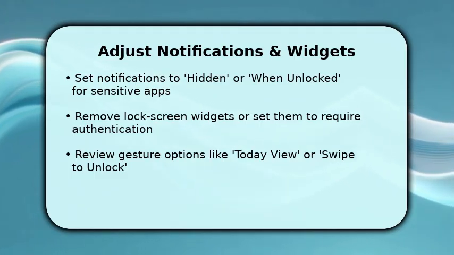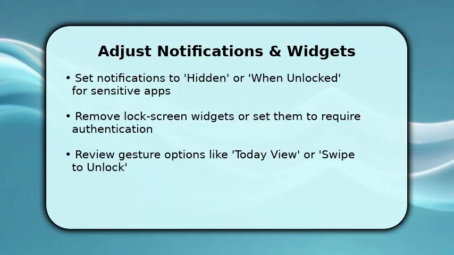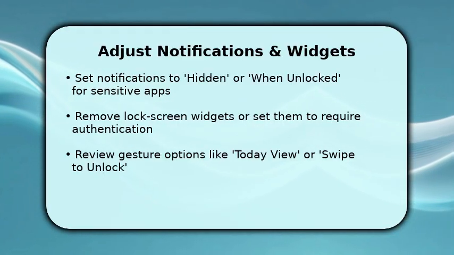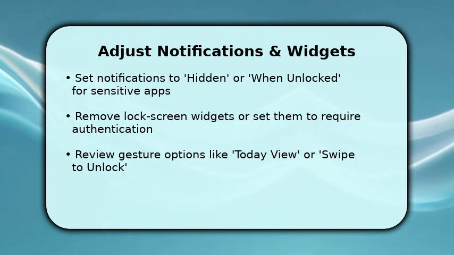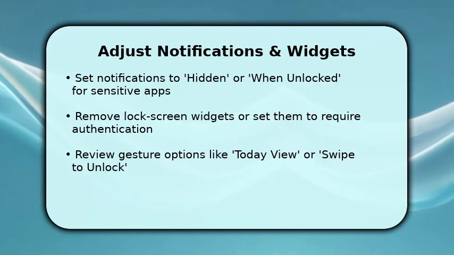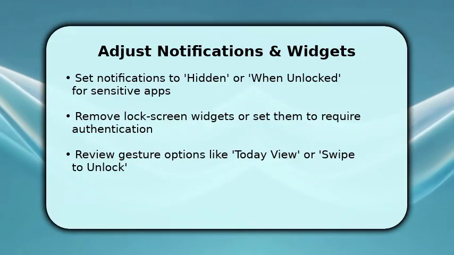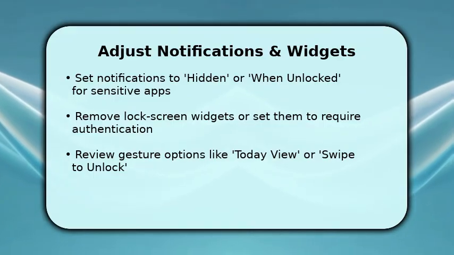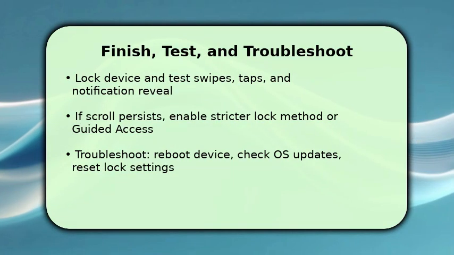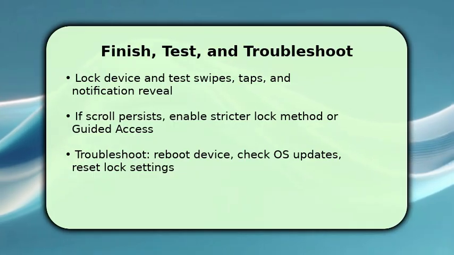Then check gesture features such as Today View, Swipe to Open, or Quick Access panels. Disable any that allow scrolling from the lock. These changes reduce interactive elements and stop most unintended scrolling from gestures or notifications. Finally, lock the device and test every swipe, tap, and notification reveal to confirm scrolling is gone.